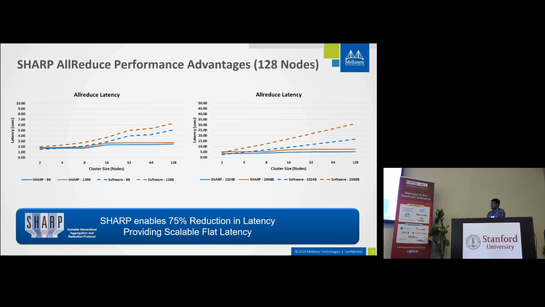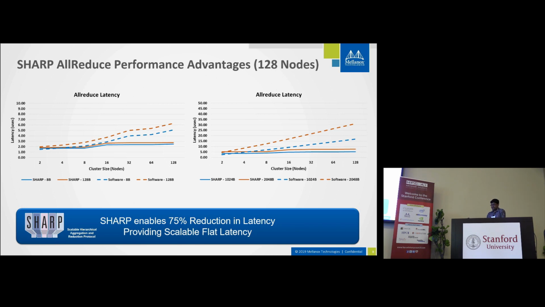So what kind of benefits can you see? For example, here with 128 nodes, the left side is 8 bytes and 128 bytes all reduce. You see flat latency with SHARP, because you push the data to the network the same way. For 8 bytes or 128 bytes, it's a single message, so it takes almost the same amount of latency.